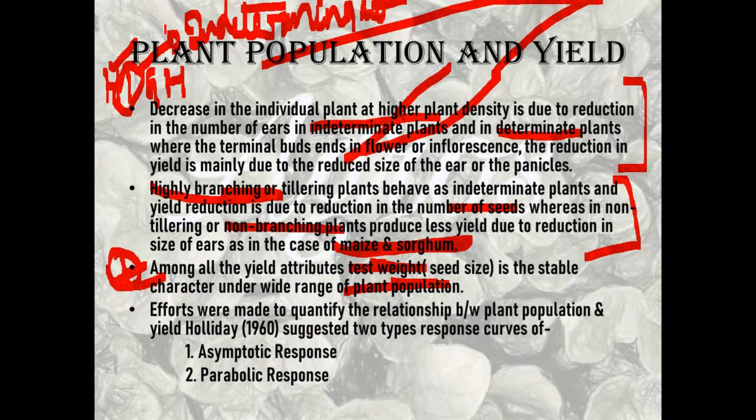The relationship between plant population and yield was given by Holliday in 1960. Just remember this name, Holliday in 1960. He did a great work in the plant population topic. He gave two responses, asymptotic response and parabolic response, and he tried to quantify this relationship, meaning he tried to give them numbers and then plot a graph, and find out the relationship between them. So let's see what he told.